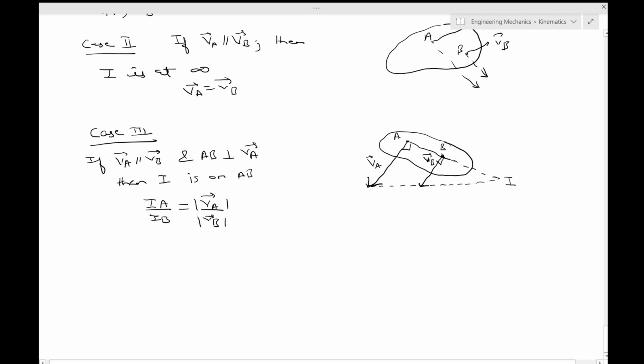This is not the only case where this can happen. You can have a situation like this, where for example VA is like this, VB is like this. This is B, this is A, this is AB, and VA is perpendicular to AB. Then you can have your instantaneous center somewhere like this. So you can again use this, the angles will be like this.